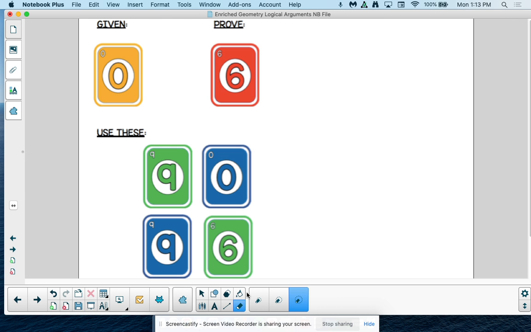Okay, let's try another one. We're given these cards. We want to get to a red 6. So where do we start? So there's our 1. Then where do we go? Blue 0. Then where? Blue 9. Green 9. Green 6. Did we get there? Pretty good. Okay, good. Let's do one more.